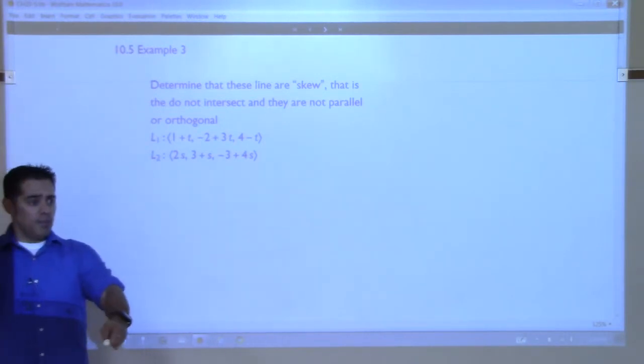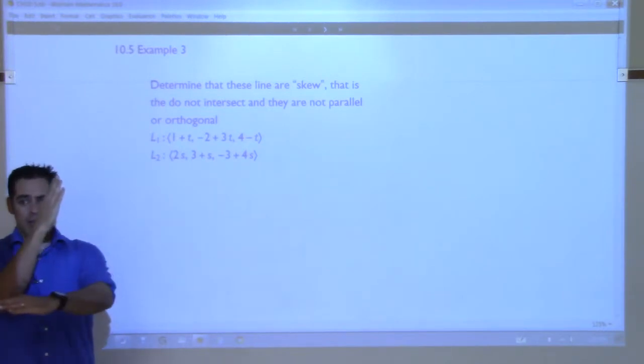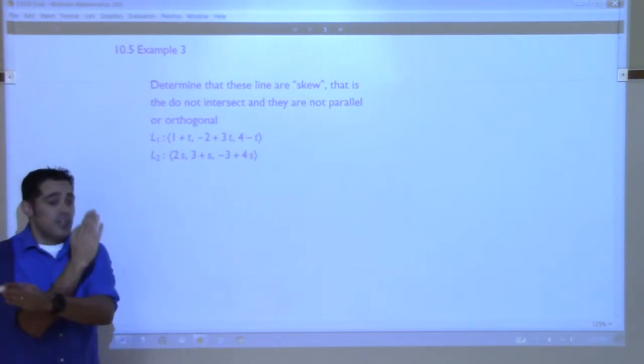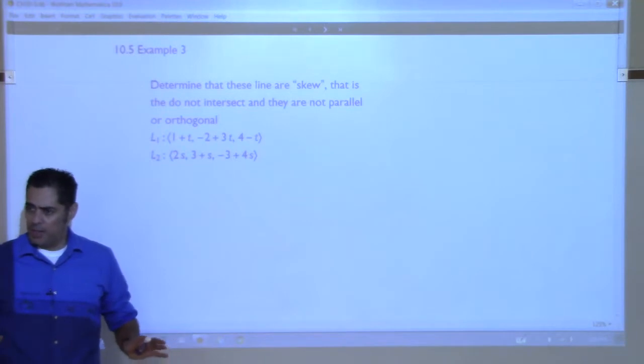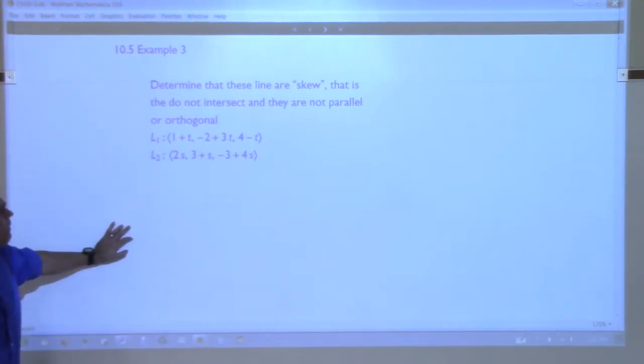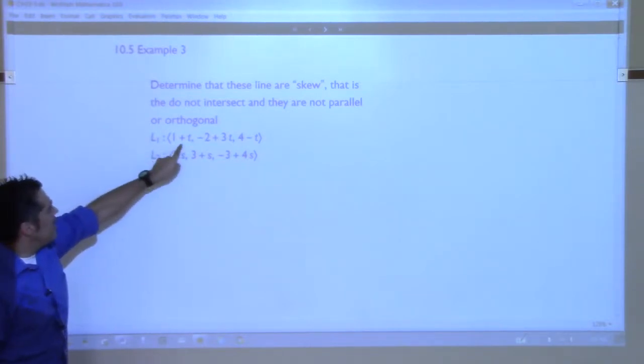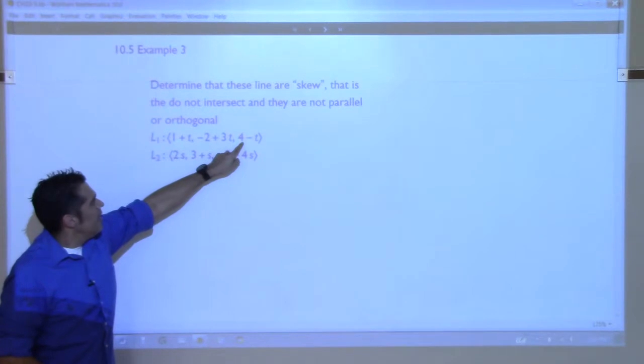I want you to prove to me that they're not parallel to one another. I want you to prove to me they're not orthogonal to one another. I want you to prove to me that they never hit each other. All 3 of those things. If I can show all those things, then we say these lines are skew. Now, first thing to notice, I'm calling this L1, and I'm just writing out 3 components.